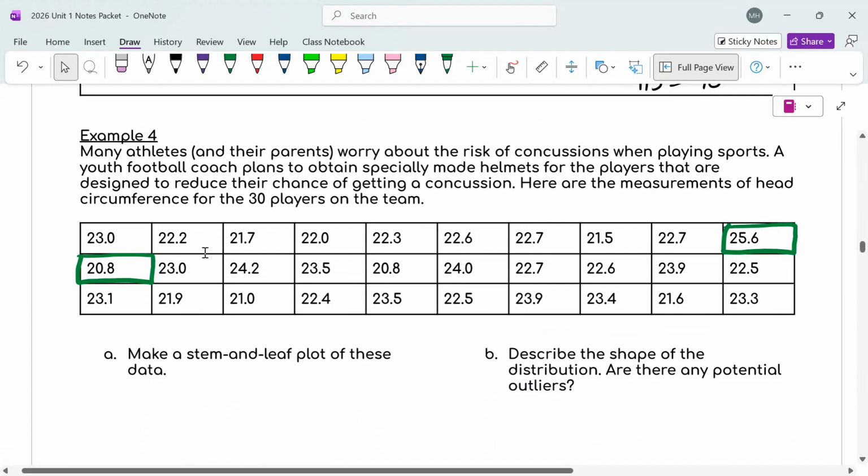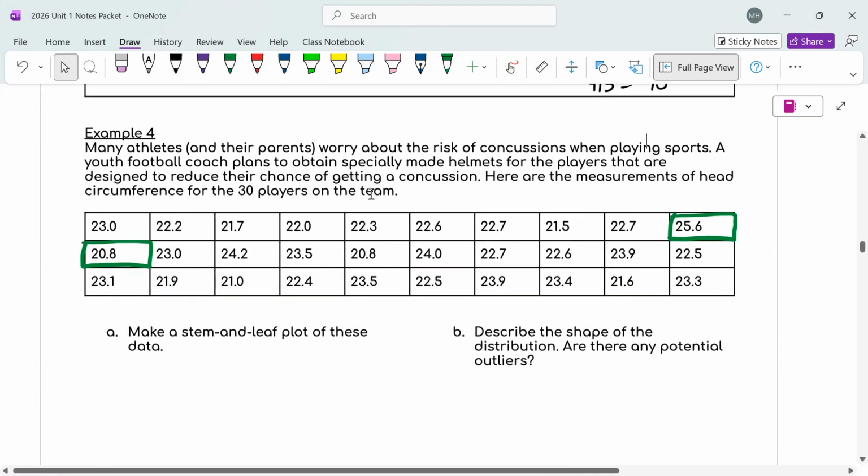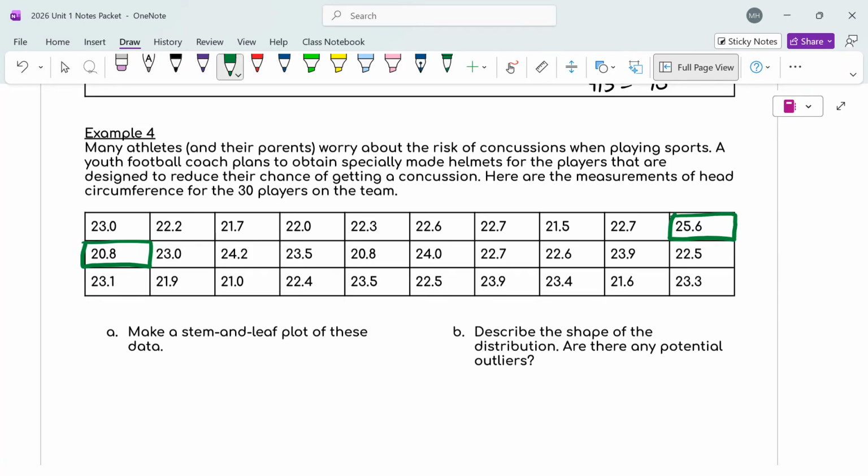So here we have some information about athletes and their parents. The athletes are going to wear helmets. Their parents are worried about a risk of concussion. So we have data about the measurements of their head circumference for the players on the team. When you're making your stem and leaf plot, since you've got to order your stems, you want to make sure you can go from the minimum value to the maximum.